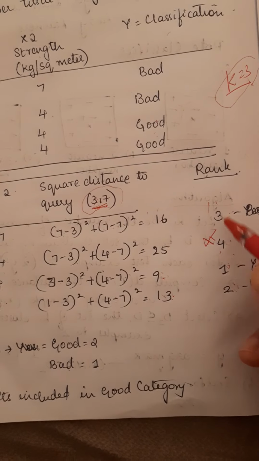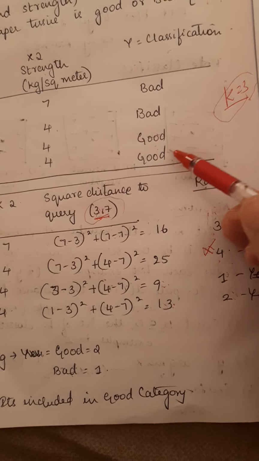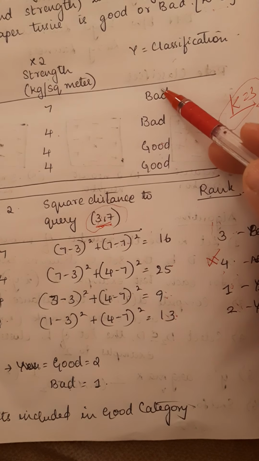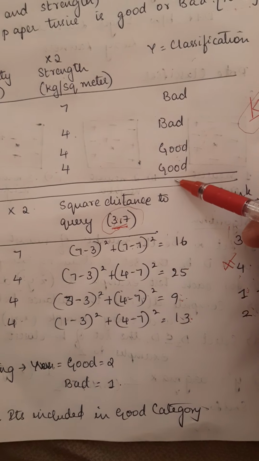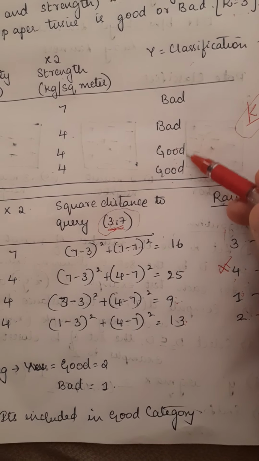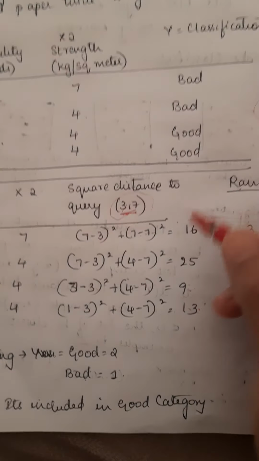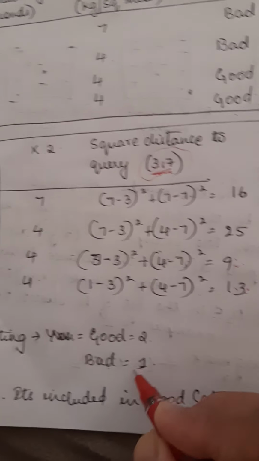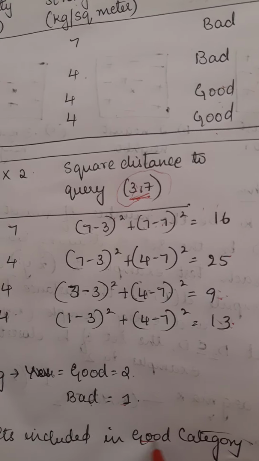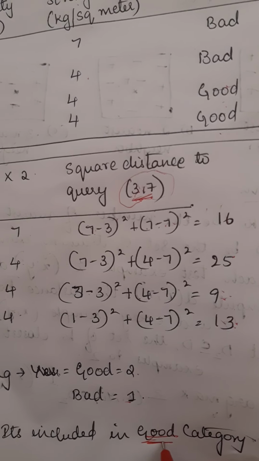Now 1, 2 and 3 means 1 and 2 are good and good, 3 is bad. So here we have 3 records. I am going to do voting now. When I do voting, 2 are good, 1 is bad. So after voting we get 2 goods and 1 bad. That means my test record will belong to the good category.